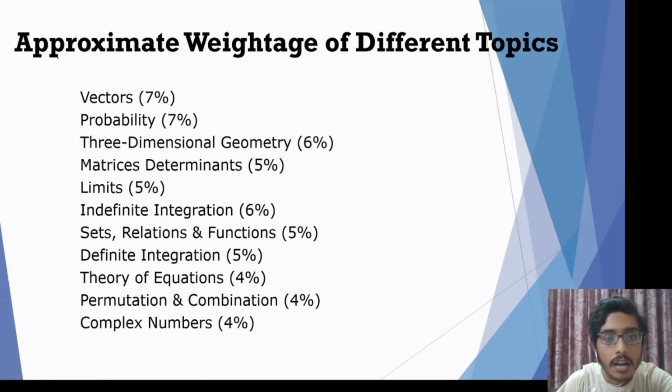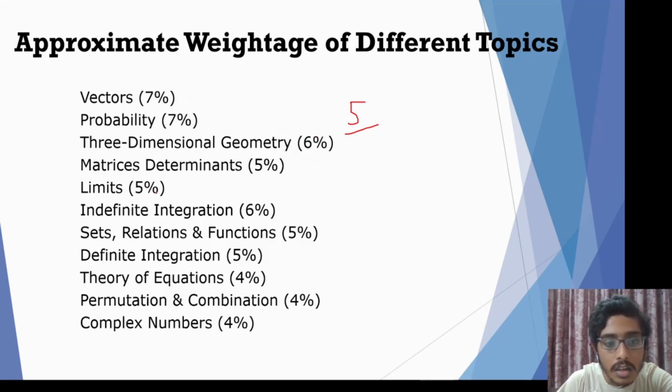So guys, let's start. So first, I have just put here the approximate weightage of the different topics. So as you can see, vectors has 7% weightage. Now this weightage has been calculated on the basis of the last 5 years, as I said earlier. Okay. So vectors has 7%, probability has 7%. Now here, in many cases, the questions have some mixed chapters, mixed concepts. So in those cases, the chapter which has greater importance or has more application in that particular question, that has been given that weightage. Okay.